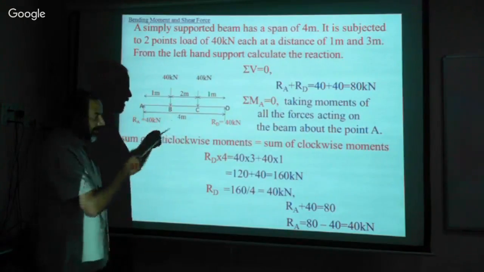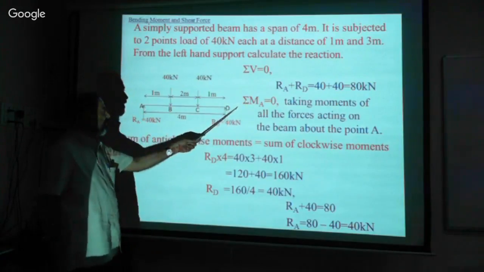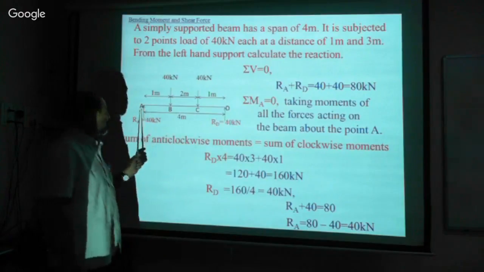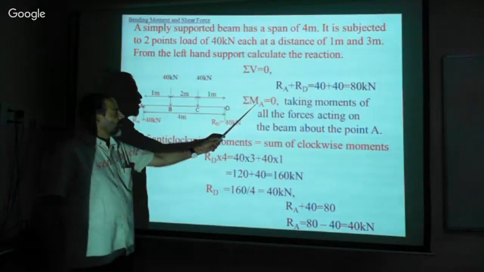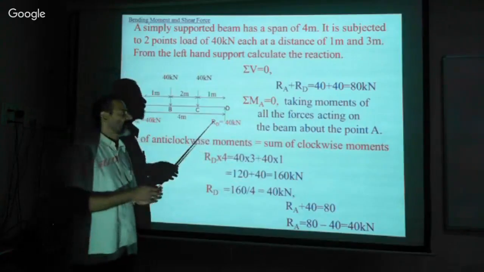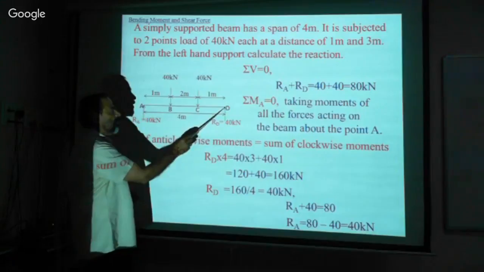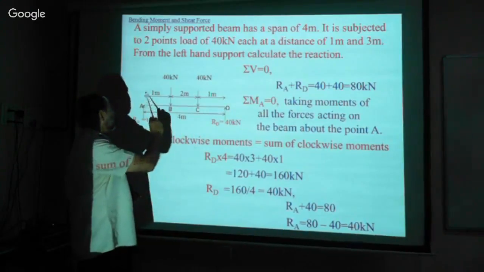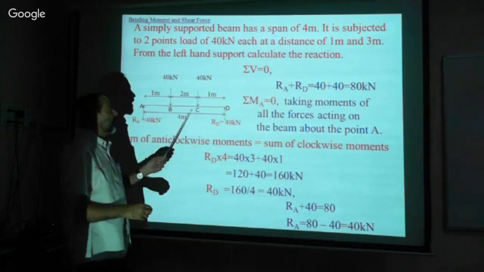Any kind of problems, any type of problems, we can solve like this. Now, in this problem, I have to calculate the reactions RA and RD. I have taken the moment about A, that is sigma MA is equal to 0. Not necessarily to do like this. You can consider sigma MD is equal to 0 also. When you take sigma MD is equal to 0, then this creates clockwise moment and these two create anti-clockwise moment, and you will get the same answer again, isn't it?